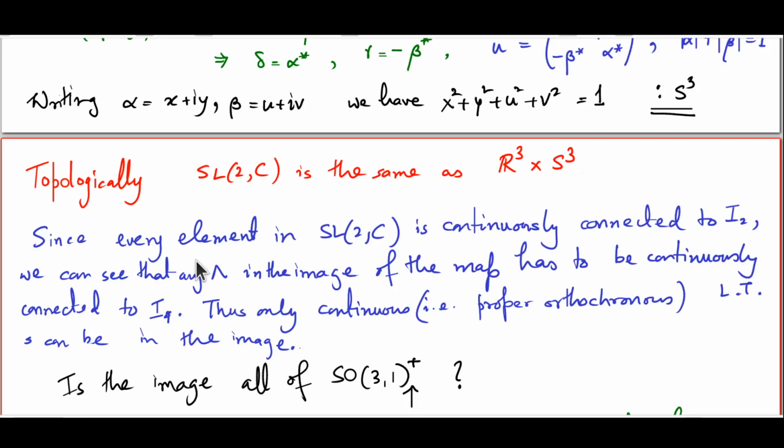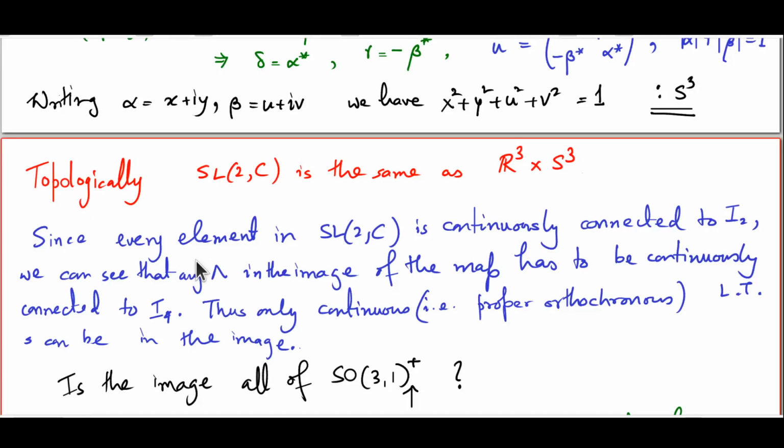The question is, is the image all of these? That is, can we get any proper orthochronous Lorentz transformation as a result of this particular map from small lambda to capital lambda? The answer to that happens to be yes.